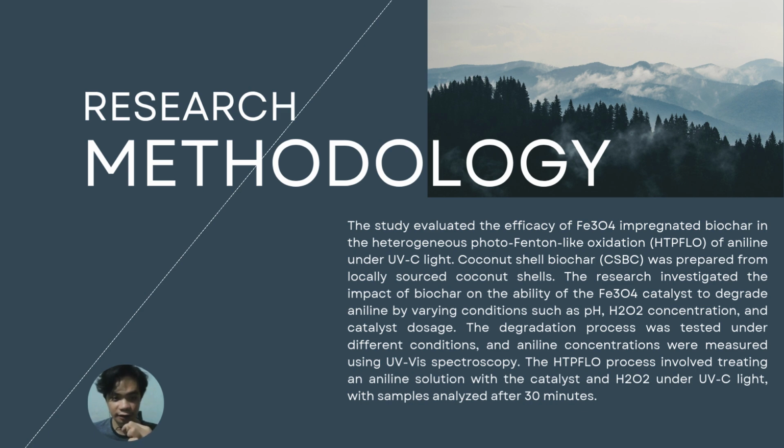The coconut shell is sourced locally and turned into biochar using a tube furnace. By varying parameters such as pH, hydrogen peroxide concentration, and catalyst dosage, the degradation process was evaluated under different conditions. The initial and final concentration of aniline was measured using UV-vis spectroscopy. In the process, an aniline solution was treated with a catalyst and hydrogen peroxide under UVC light. The treatment lasted 30 minutes to determine the efficiency.